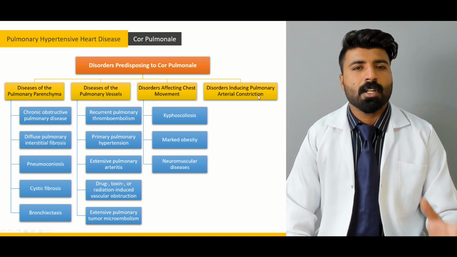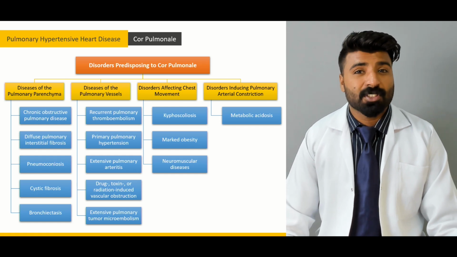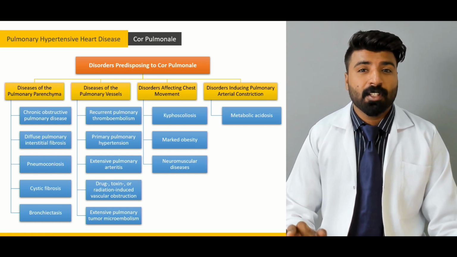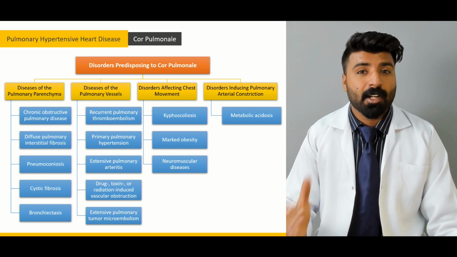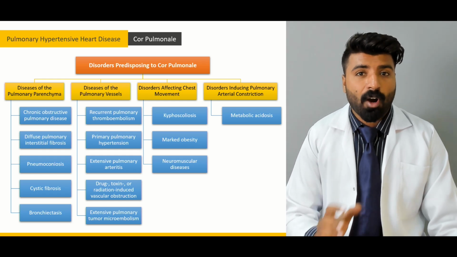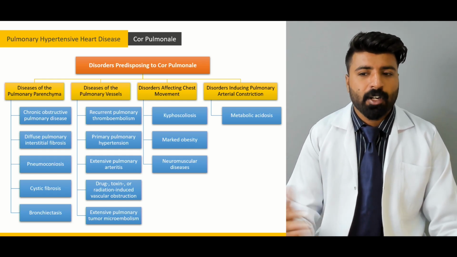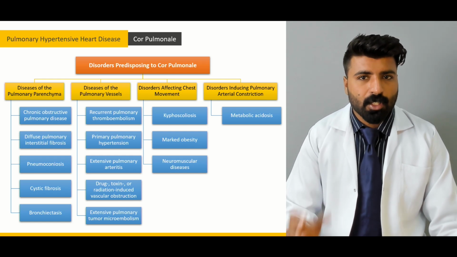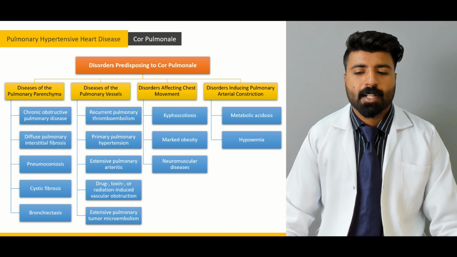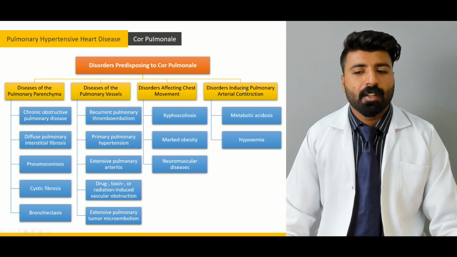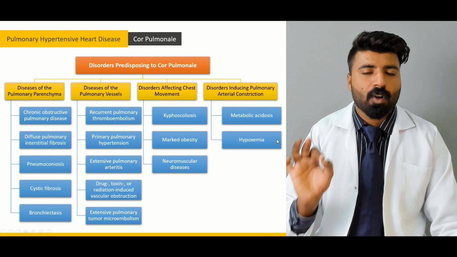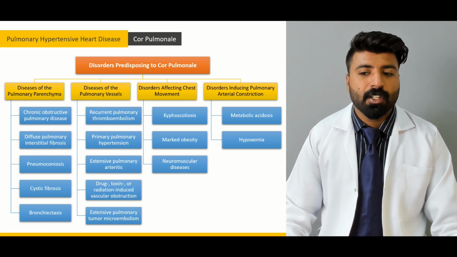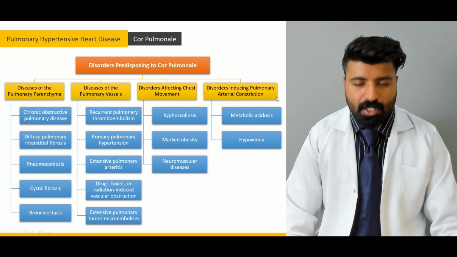Disorders inducing pulmonary arterial constriction. How is a pulmonary artery constricted? Metabolic acidosis. Metabolic acidosis will lead to pulmonary artery constriction. We'll learn about metabolic acidosis and metabolic alkalosis in the next lectures. We'll know how these affect the pulmonary arteries one way or another and how they're constricted in response to it. Next one, hypoxemia. Any reason which will lead to hypoxemia will induce pulmonary arterial constriction. Hypoxemia means low oxygen content in blood. That in turn will lead to pulmonary arterial constriction.